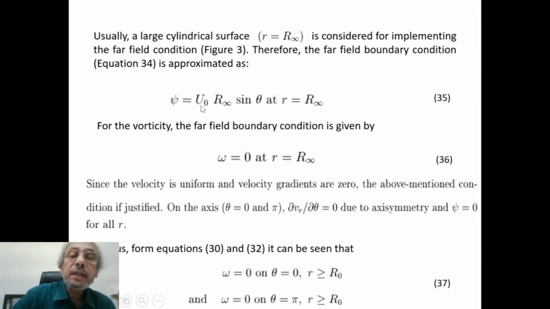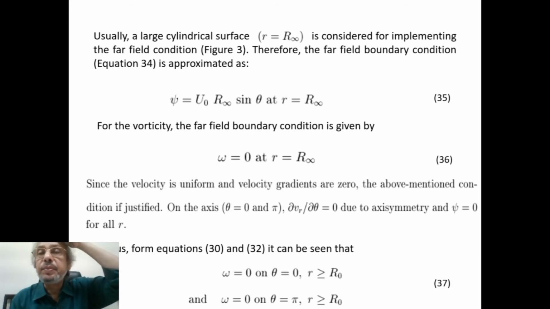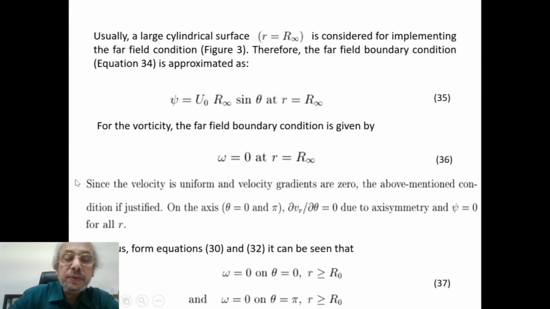So psi there will be u0 r infinity sin theta at r equal to r infinity, as I said, from the tangential component of velocity. For the vorticity far field boundary condition, there will be no vorticity. We will assume that in the far field only the free stream is prevalent, so vorticity is not there. Since the velocity is uniform and velocity gradients are 0, the above mentioned condition is justified.